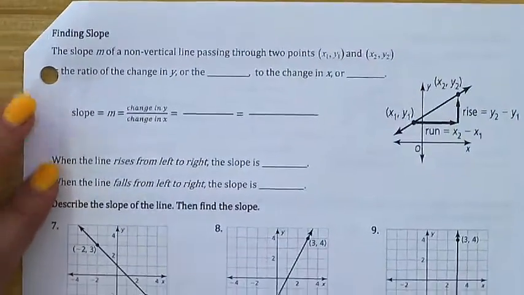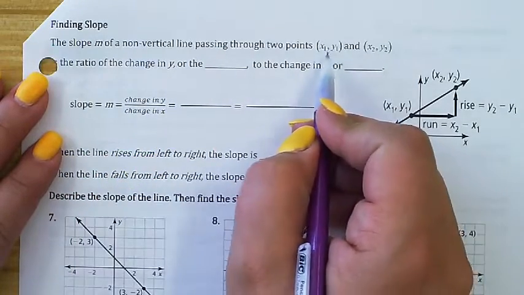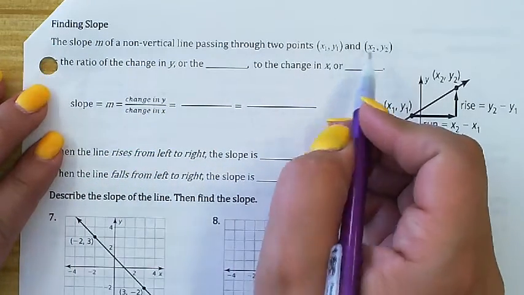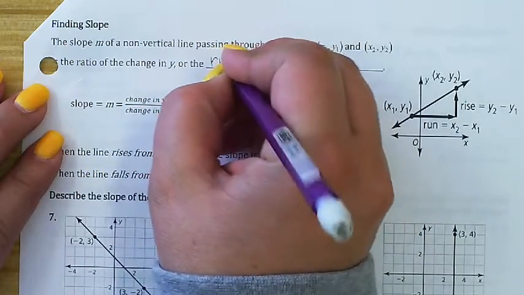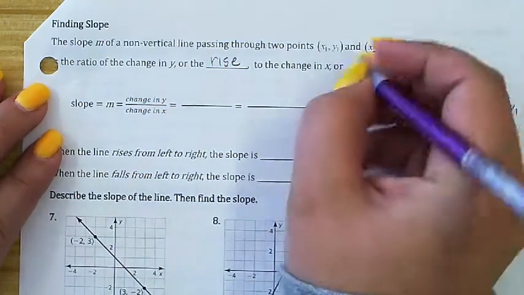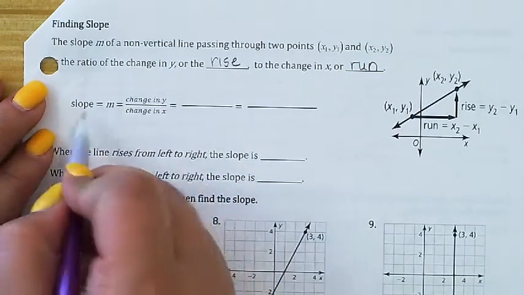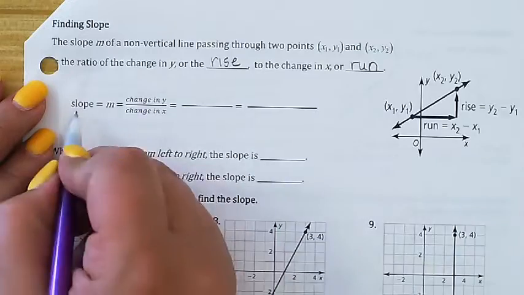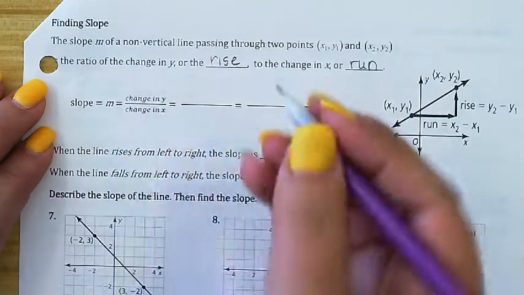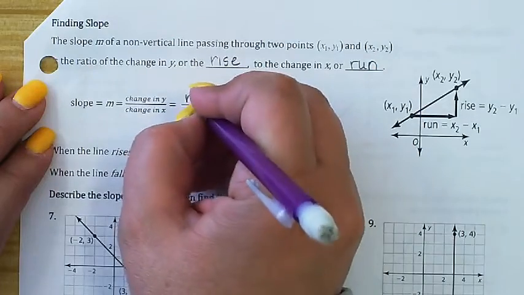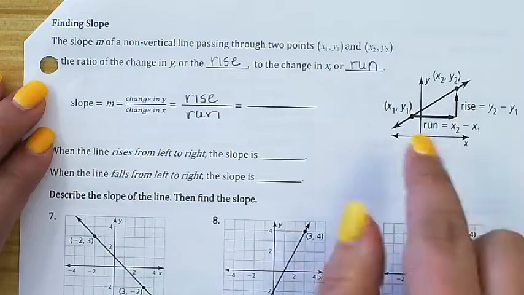So, finding slope, okay? Slope continued, right? So the slope m of a non-vertical line that passes through any two given points is the ratio of the change in y, otherwise known as the rise, to their change in x, or in other words, the run. This is how we started this conversation, right? So these are all synonymous with each other, okay? Slope, most often used with m as the variable, is the change in y, which we often call the rise, over the change in x, which is the run.